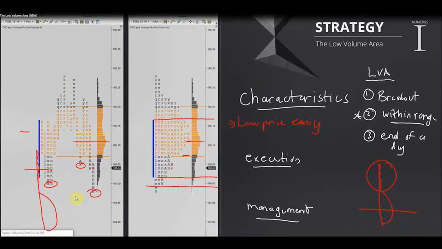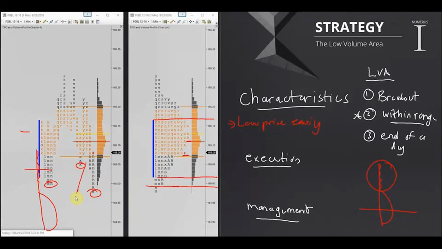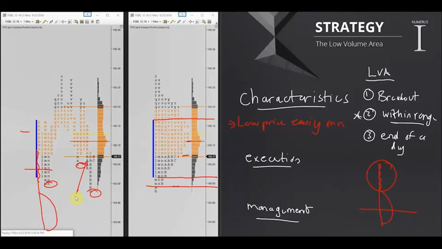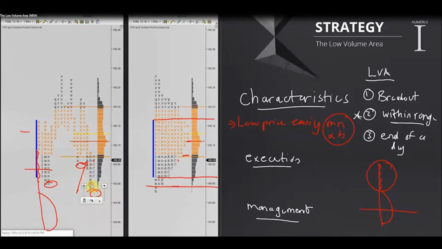As you can see, the B print made a new low on the day, and straight away it got lifted back up and the market very quickly reversed in the opposite direction. So we can see it on the M print, the N print, the X print, and the B print. The market's given us 4 separate opportunities to get involved ahead of the single prints.